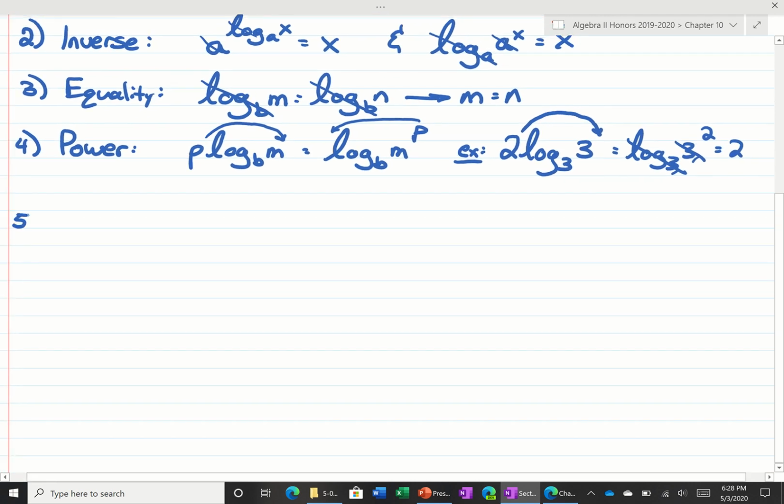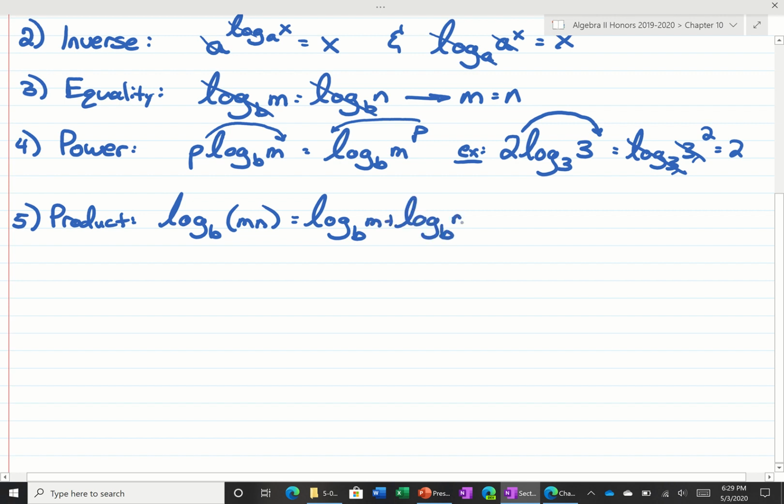We also have something called the product property. Product property says if you are taking a log, base b, of 2 terms being multiplied together, you could also write that out as the log base b of the first plus the log base b of the second. So sometimes it's a good idea to combine logarithms, so to take these two with a plus sign and write it as 1. And sometimes it's a good idea to write them as separate.